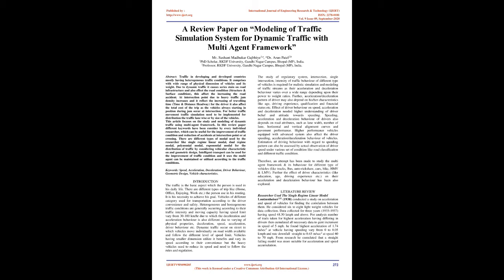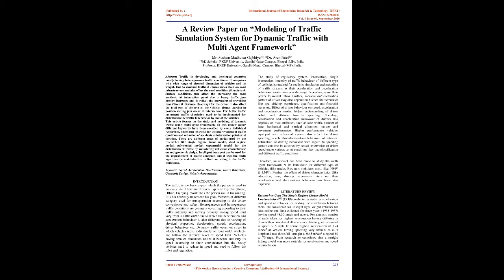Lautzen-Hieser 13, 1938, conducted a study on acceleration and speed of vehicles for finding the correlation between them. He considered 6 to 8 lightweight vehicles for data collection. Data was collected for 3 years, 1935 to 1937, at speeds of 48.30 km/h and above. For analysis, a number of trials were taken for highest acceleration, differing among drivers, then all necessary data was cumulated to get increments in speed of 5 miles per hour.